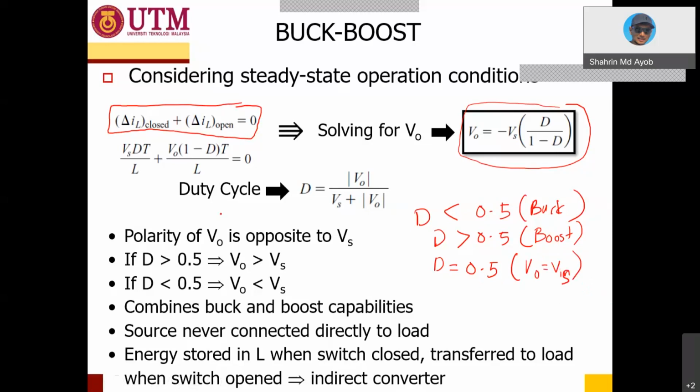Okay. You substitute D equal to 0.5 here, 0.5 and then this is also 0.5. You will obtain that this is 1. Right? So when D is equal to 0.5, it will be neither boost nor buck. Okay.